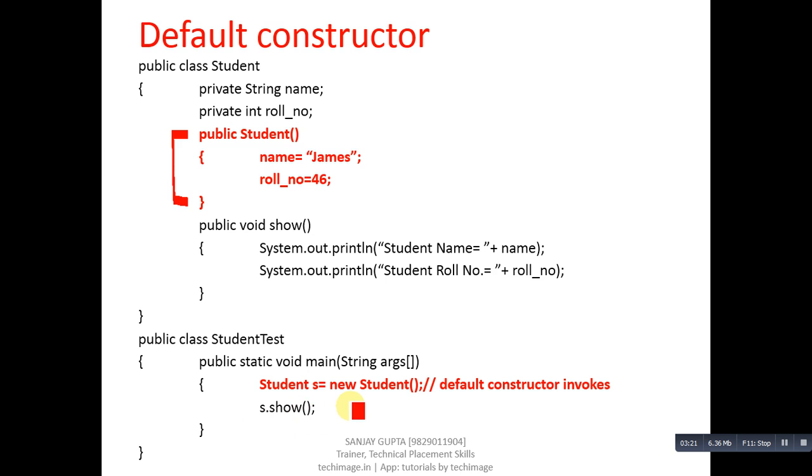So here the default constructor will be invoked. Arguments are not provided here. So the S object's attributes name and roll number will receive James and 46 as values. If we create more than one object of the student class, then all the objects will be initialized with the same values, James and 46. Then s.show will display the values which are initialized with the help of the constructor. So this is the simple example of a default constructor.